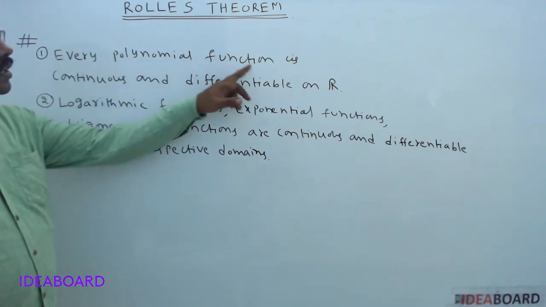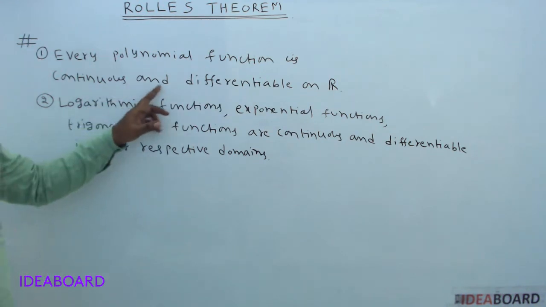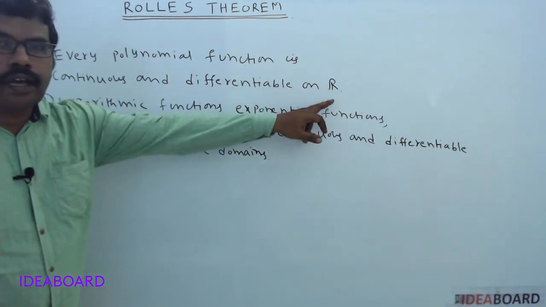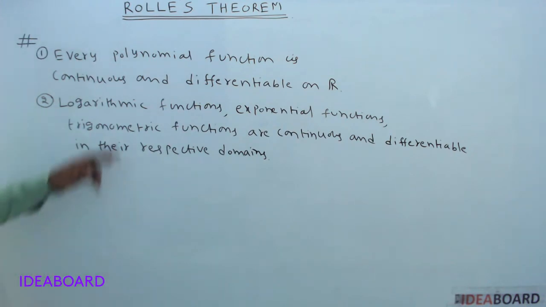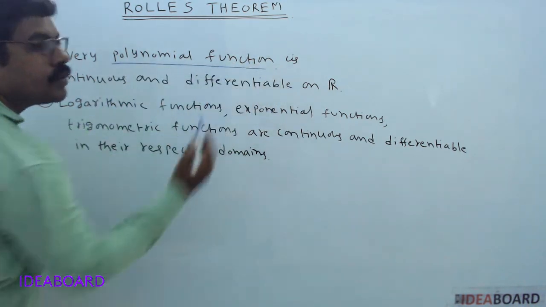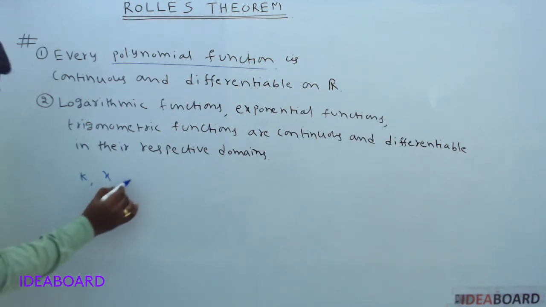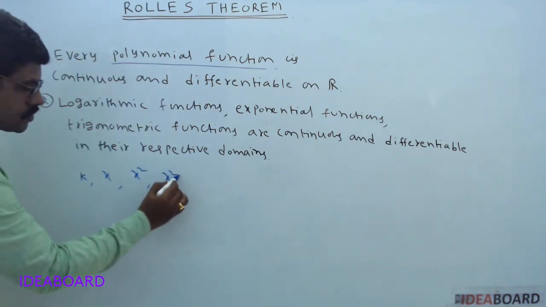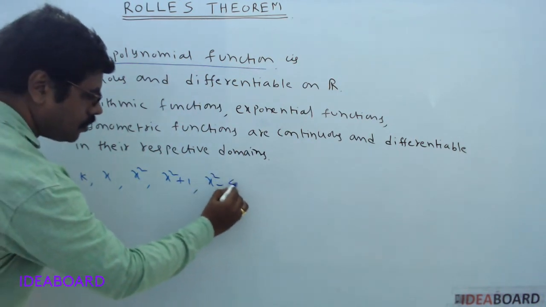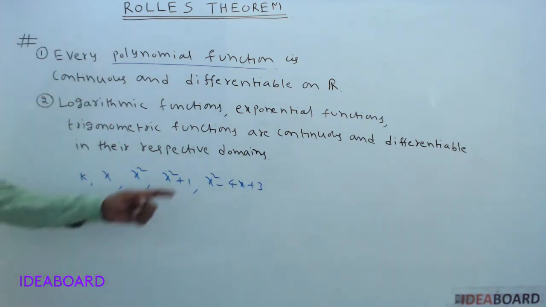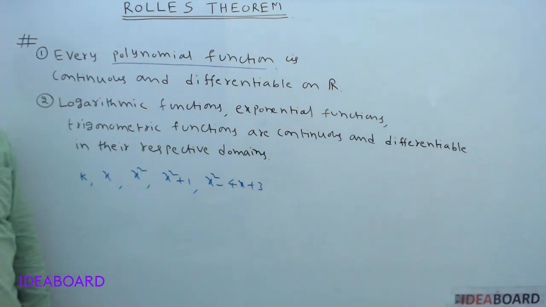Every polynomial function is continuous and differentiable on the set of all real numbers. Now I will explain this statement to you by taking a simple example. Here, polynomial functions. Now take some examples of polynomial functions. Suppose constant term k, x, x square plus 1, x square minus 4x plus 3. All these are polynomial functions.